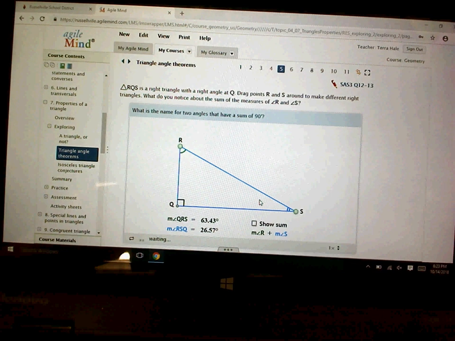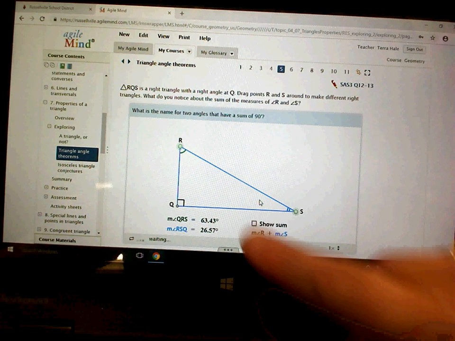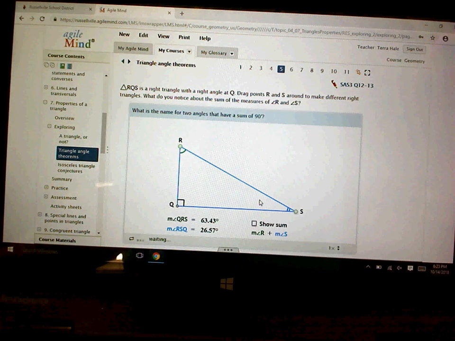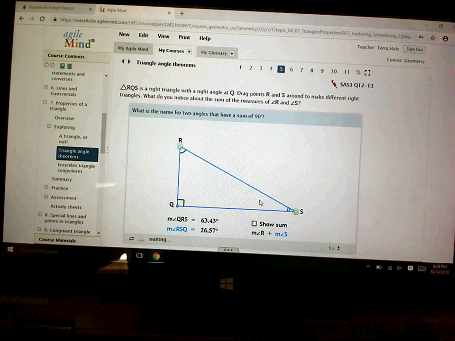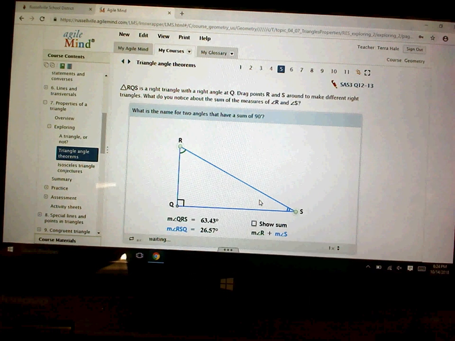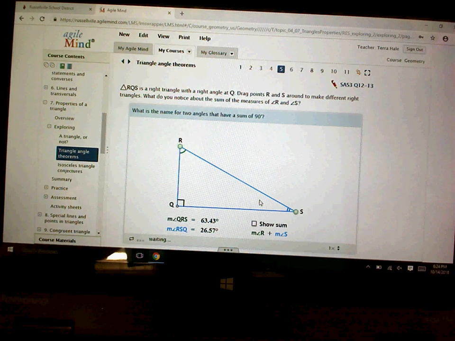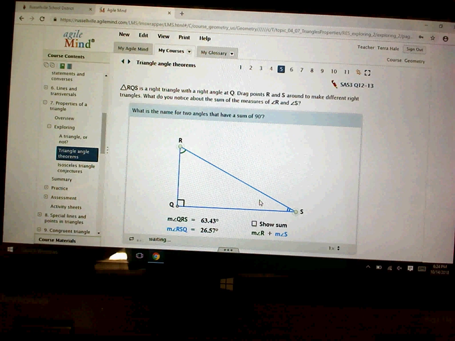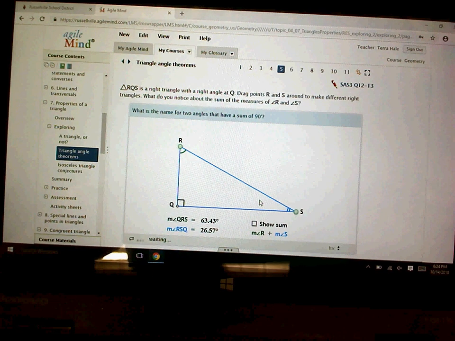Okay, on the last video here, we're going to be looking at a right triangle. Here we have a triangle RQS that's a right triangle, and we can see its angle Q, that's the right angle. It has the symbol for a right angle there showing us that it is the 90-degree angle. So what we're going to be looking at is what is special about the sum of the other two angles. Remember, sum just means to add them together.